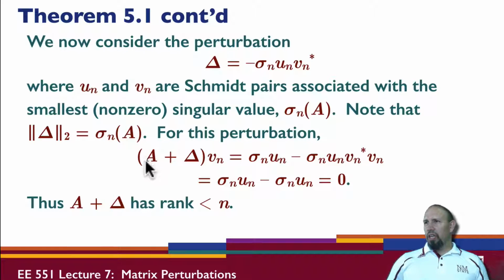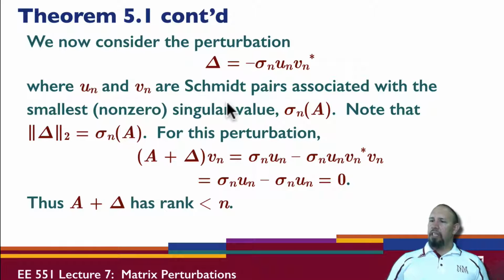Because it's a Schmidt pair, we can show that A times V_n is equal to sigma n times U_n. That's what a Schmidt pair does. And then this, we already know what that is, and so that's where this comes from. Since the v's are orthonormal, this is just equal to 1, and so these two are equal to each other, and we get 0. So this shows that we have rank less than n.